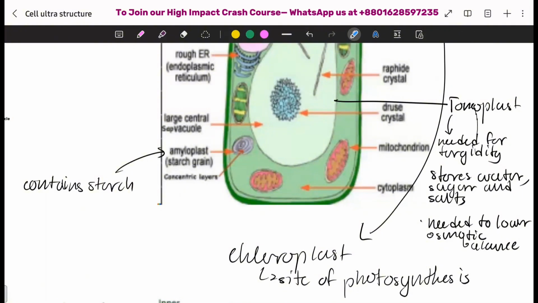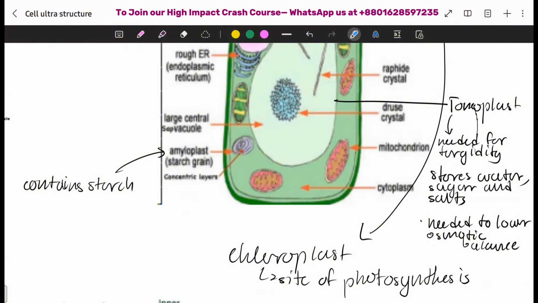If there was high water inside, the water would have moved out by osmosis from the higher water potential to the lower water potential, down the concentration gradient, and the plant cell would have shrunk, or become plasmolyzed. So in order for the plant cell not to become plasmolyzed or dehydrated, they have a tonoplast, and the vacuole stores water, sugar, and salts. That increases the salt or sugar concentration and lowers the water concentration so that there's a balance, okay?